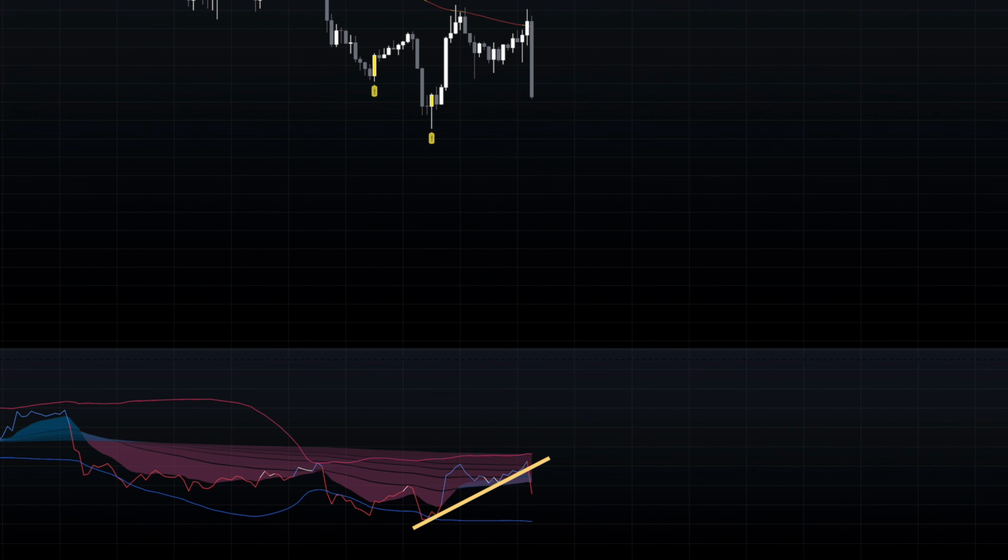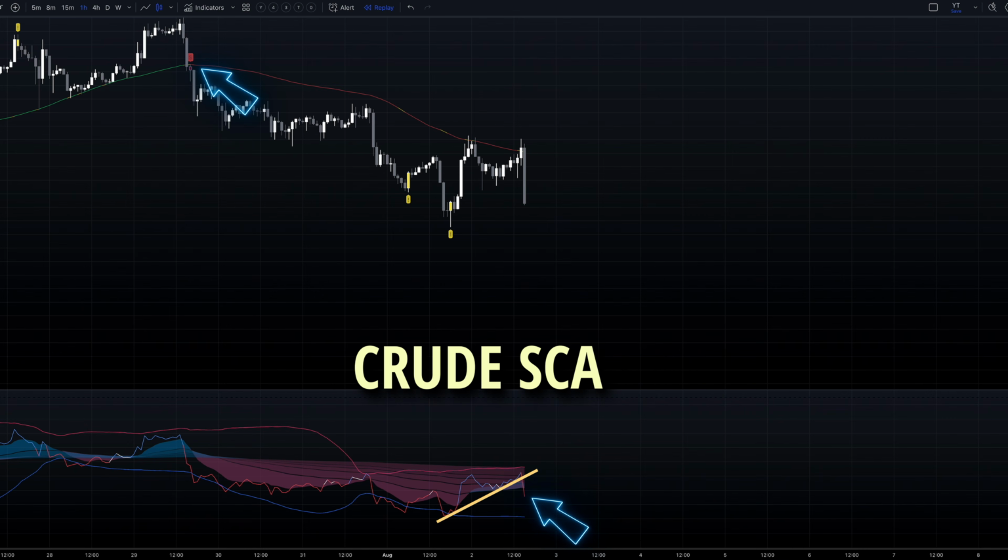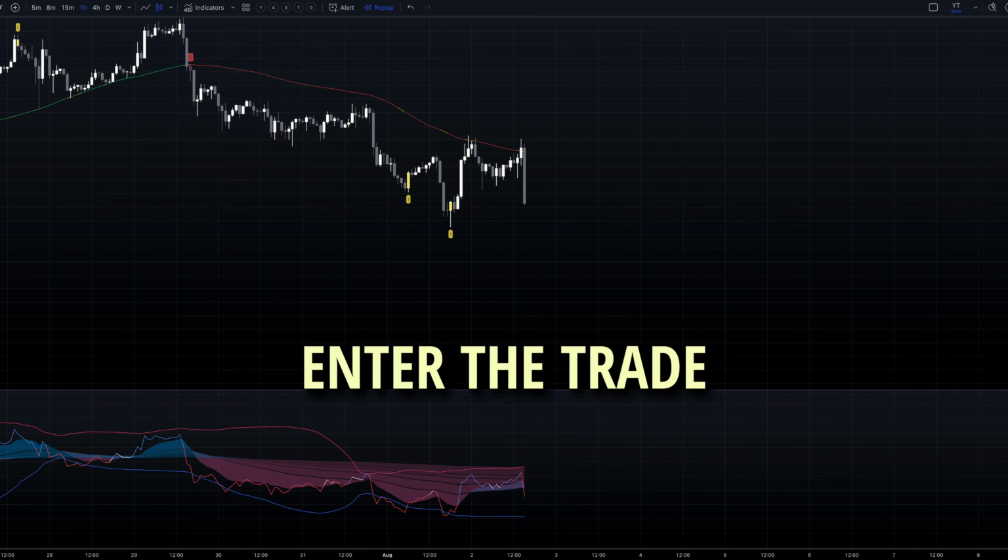During this pullback, we connect the recent swings on the RSI to form a trend line and wait for it to break. Once the RSI breaks the trend line and we still have a flashing sell signal from the Crude Scalp indicator, we're ready to enter the trade.